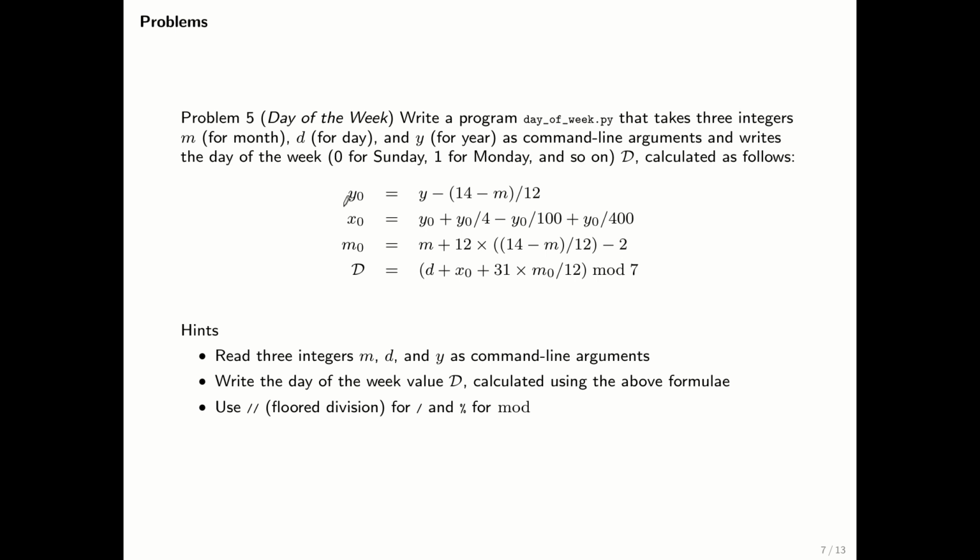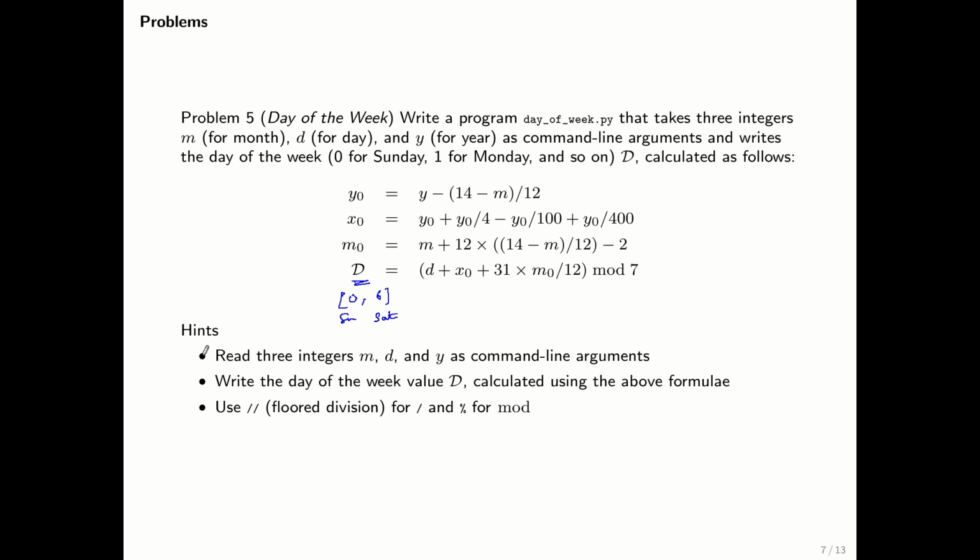So y naught is calculated as that, x naught is calculated as that, m naught is calculated as that, and then d, the day of the week, is calculated as that. Okay, and this d is from the interval 0 through 6. Right? So it's 0 for Sunday and 6 for Saturday.